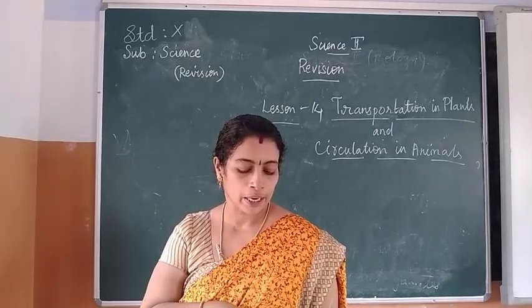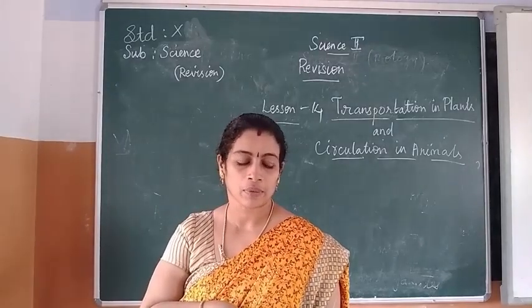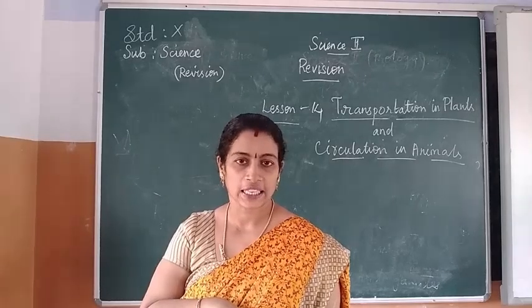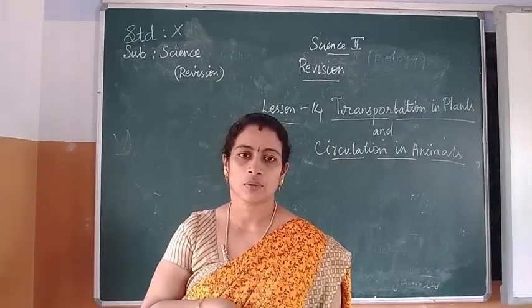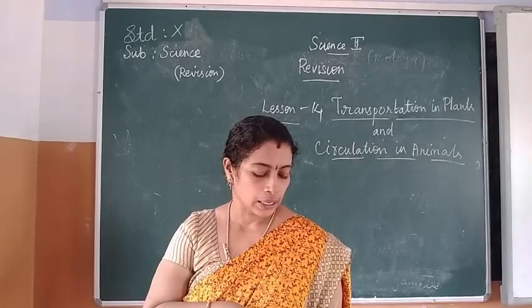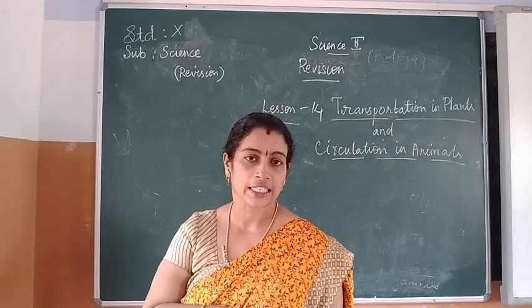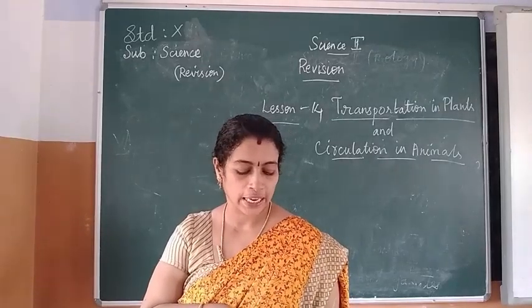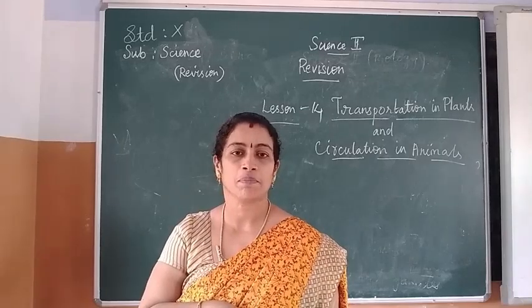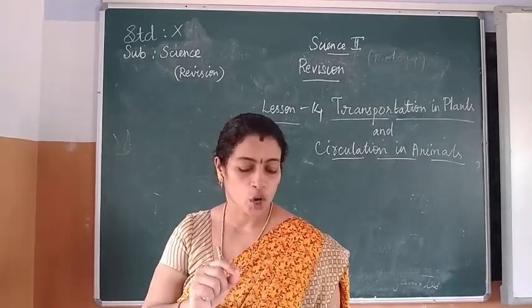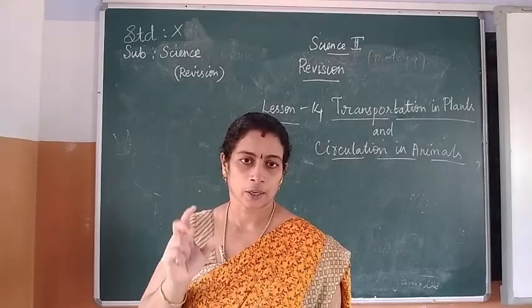Then normal blood pressure is 120 mm and 80 mm. Okay, 120 mm to 80 mm. Then normal human heartbeat rate is about 72 times per minute. That's the normal heartbeat of a person.